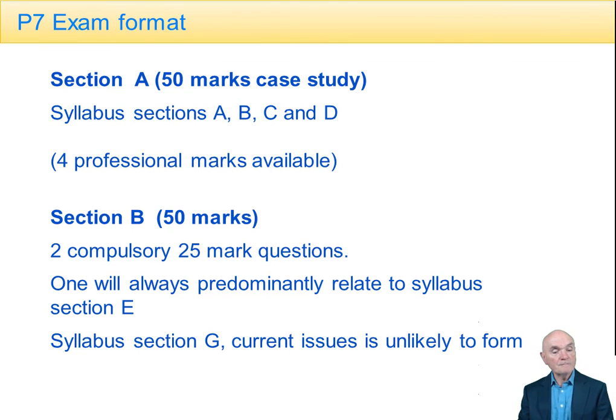The exam itself, no choice. There is a 50-mark case study, quite a large scenario, dealing with syllabus areas A, B, C and D. Section B, 2 compulsory 25-mark questions, one of which will always be particularly looking at Section E, which is really an audit report and certain other reports that might be required. And note that Section G, current issues, is unlikely to give a whole question on its own. Note that there are 4 professional marks for Section A. The time for the exam is 3 hours 15 minutes.